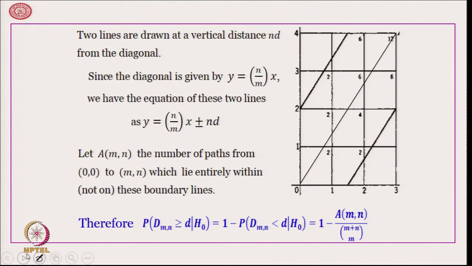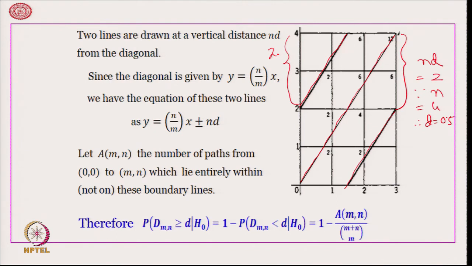Two lines are drawn at a vertical distance n d from the diagonal. So, this is the diagonal, and we are looking at a vertical distance. Here we have drawn two lines, one is this and the other is this one, and this vertical distance is equal to n d, which we can see from this graph is equal to 2, since n is equal to 4, therefore, d is equal to 0.5, and you can see that here also the distance is 2. Therefore, the equations of these two lines are y = (n/m) x plus or minus n d, because we know that the slope of the diagonal is n by m.